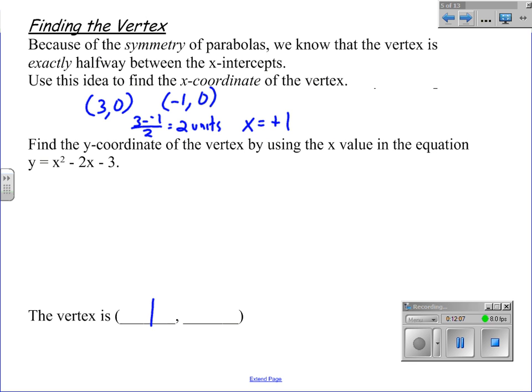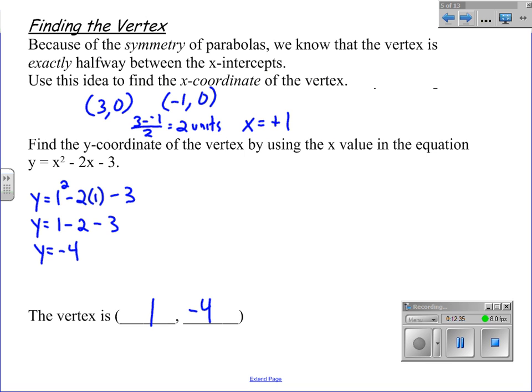Was it just a coincidence that it becomes x squared minus 2x minus 3? Yeah. So I'm plugging in my 1. I've got to square it, minus 2 times 1, minus 3. So my y value must be 1 minus 2 minus 3, which is negative 4. So the vertex is at 1, negative 4.